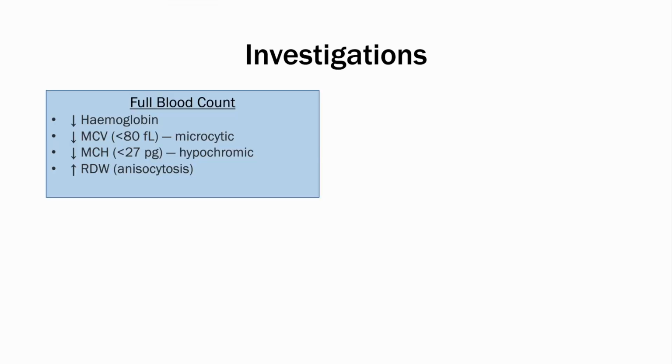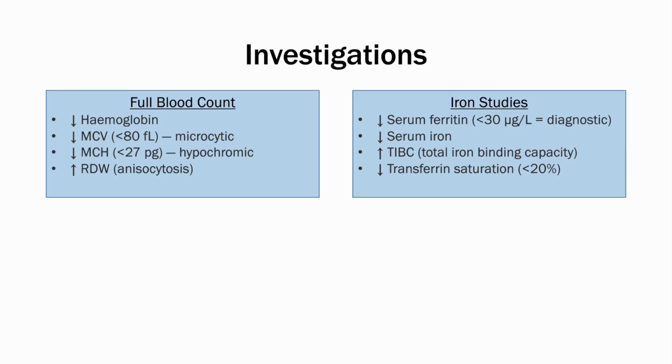Now, in terms of investigations for iron deficiency anemia, there's a plethora you could talk about, but I'll focus on the key details for this video. Firstly, we'll have a full blood count, which shows low hemoglobin, low MCV, low MCH, as well as high RDW with anisocytosis. In terms of our iron studies, those are very important.